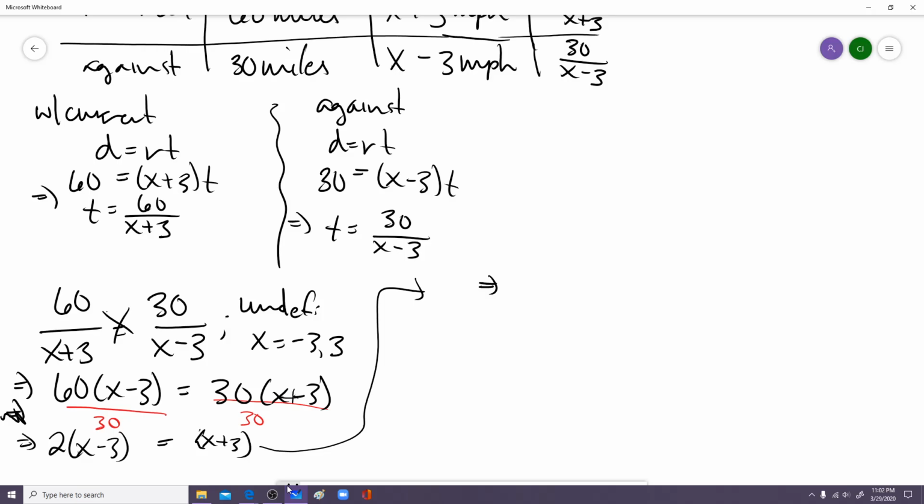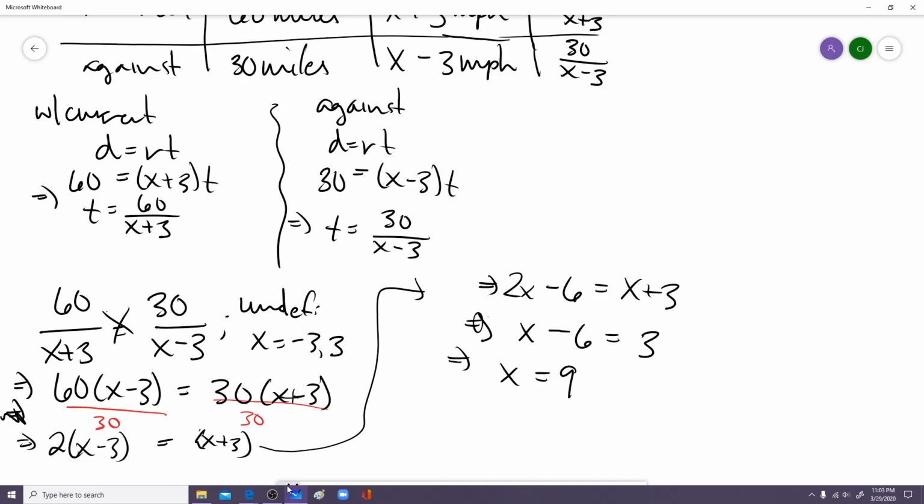So 2 times x is 2x. 2 times negative 3 is negative 6. And that is equal to, and then since there's a positive 1 here, when we distribute that 1, we're still left with x plus 3. I'm going to subtract x from both sides. When I do that, I get x minus 6 is equal to 3. I'm going to add 6 to both sides, so x is equal to 9.